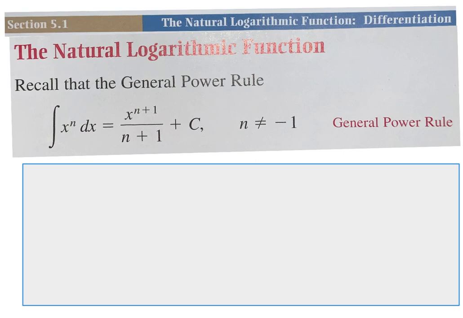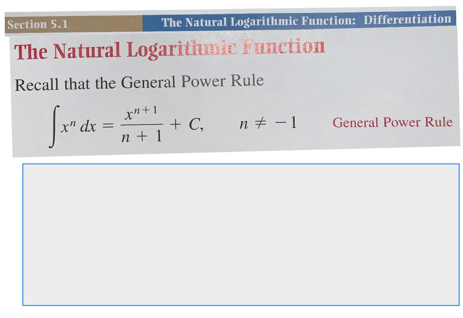All right, the natural logarithm. So they remind you here of your general power rule. We are going to be using that, but the thing about the general power rule is it works for antiderivatives as long as it's not a -1.